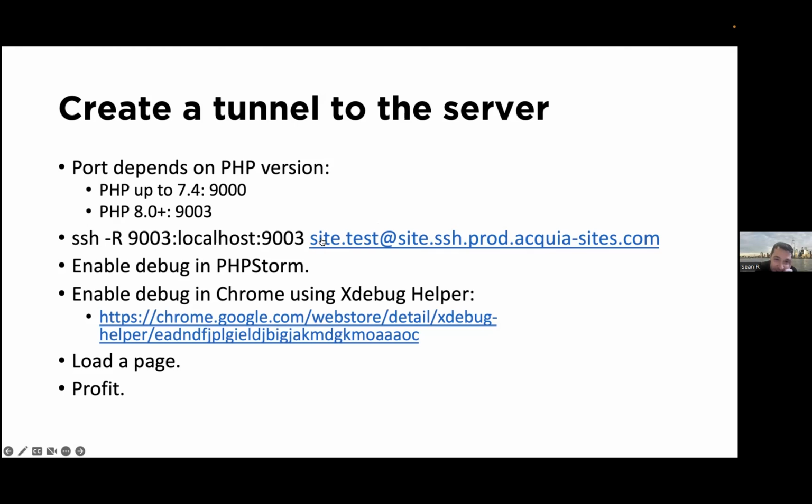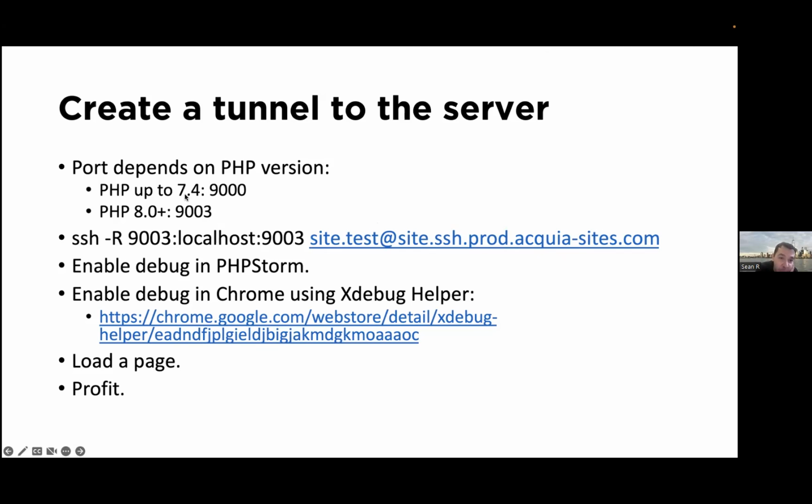So site in this example is a stand-in, in my case, it'd be MO Health, but mohealth.test at mohealth.sh.prod.acquia-sites.com. Generally, you would know the short name for the site that you're working on. And if you don't, you can request that from Acquia. They should be able to get that to you.